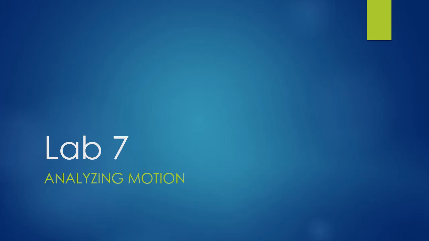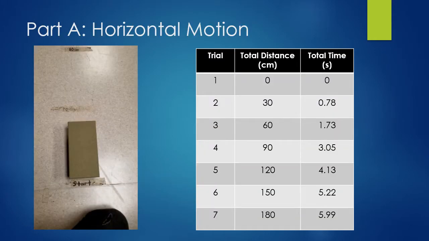Lab 7, Analyzing Motion. In part A of the lab, we're going to be analyzing horizontal motion. You can see in the picture below, there is a green cart. That rectangle is actually a motorized cart. It is battery operated, and I'm going to be turning on a switch and showing you the video in a second where that cart will be moving along the horizontal. It is placed on the floor in the lab.